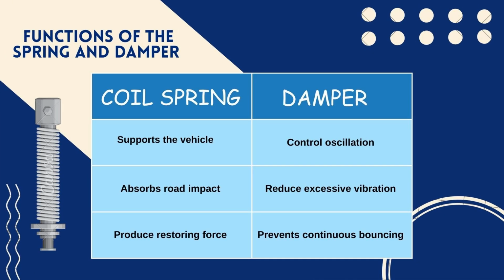The coil springs support the vehicle and absorb impacts from an uneven road surface. When compressed, it produces a restoring force that helps return the suspension to its equilibrium position. The damper works together with the spring by reducing excessive vibration. It provides resistance during motion, allowing the oscillation to gradually decrease. Together, these 2 components improve ride comfort, vehicle stability, and handling.